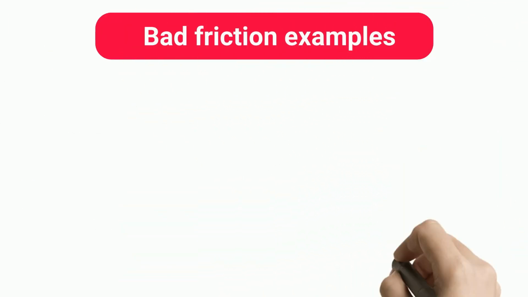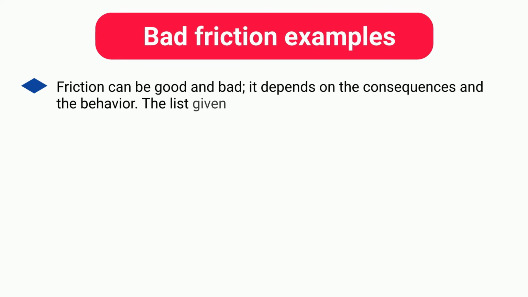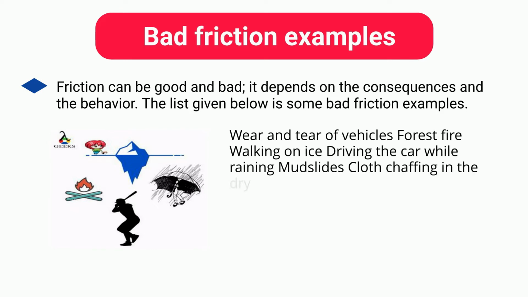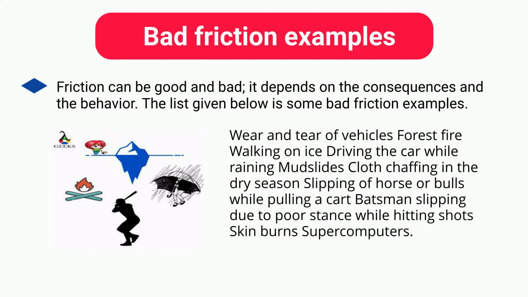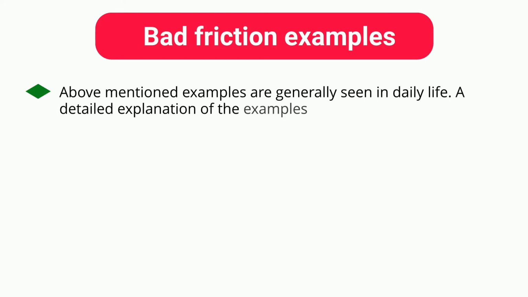Bad friction examples. Friction can be good and bad, it depends on the consequences and the behavior. The list given below is some bad friction examples. Wear and tear of vehicles, forest fire, walking on ice, driving the car while raining, mudslides, cloth chaffing in the dry season, slipping of horses or bulls while pulling a cart, batsman slipping due to poor stance while hitting shots, skin burns, supercomputers. The above-mentioned examples are generally seen in daily life. A detailed explanation of the examples of bad friction is discussed below.